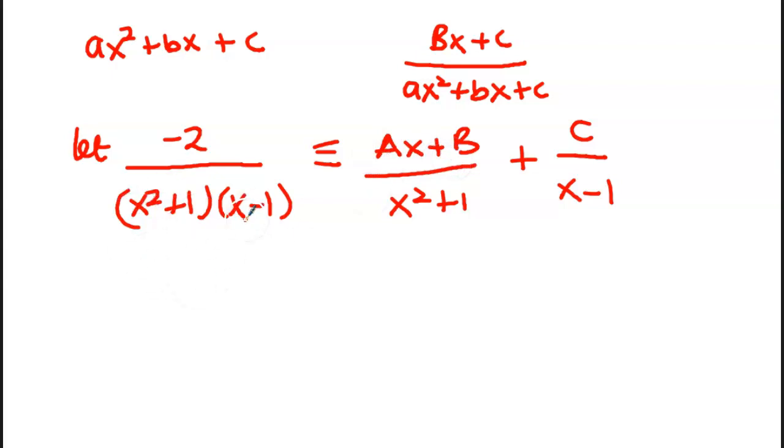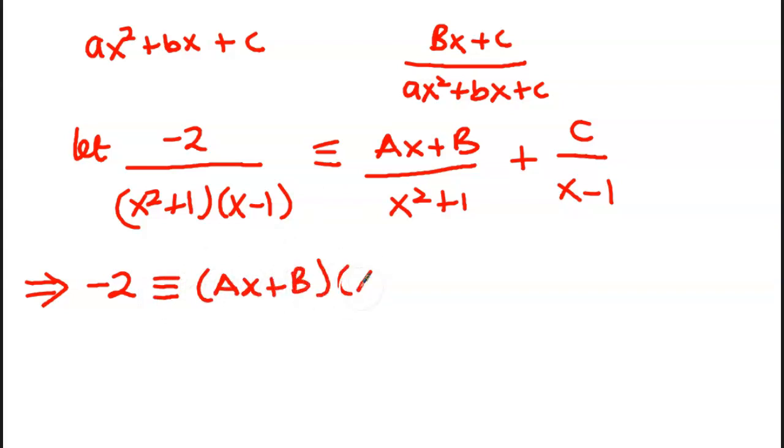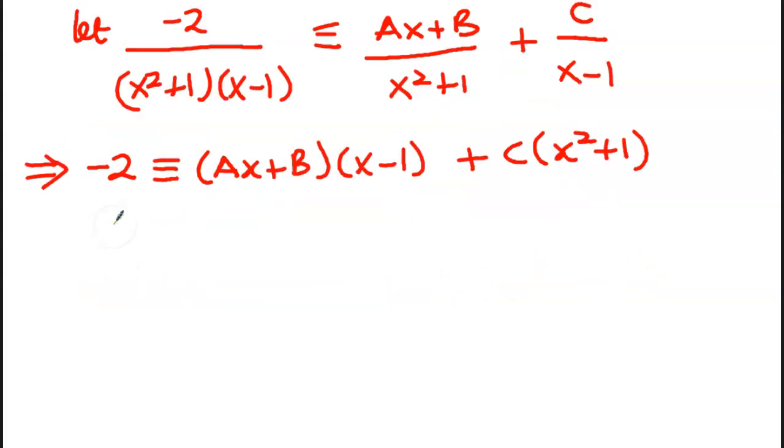Let's multiply through by the LCM. So on the left hand side we have minus 2, and on the right this will be ax plus b times x minus 1, plus c times x squared plus 1. First we have a linear term here, and when you put x to be 1, this whole term will go to 0, so we can easily find c.